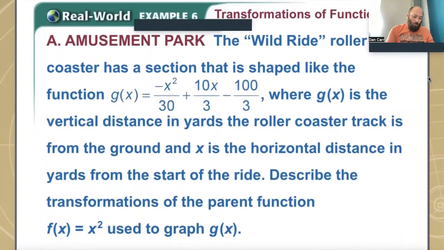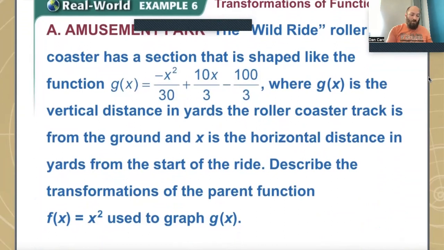Okay, so let's do that with one more example, and that's going to be dealing with a word problem like this. The Wild Ride roller coaster has a section that is shaped like the function g of x equals negative x squared over 30 plus 10x over 3 minus 100 over 3, where g of x is the vertical distance in yards the roller coaster track is from the ground, and x is the horizontal distance in yards from the start of the ride.